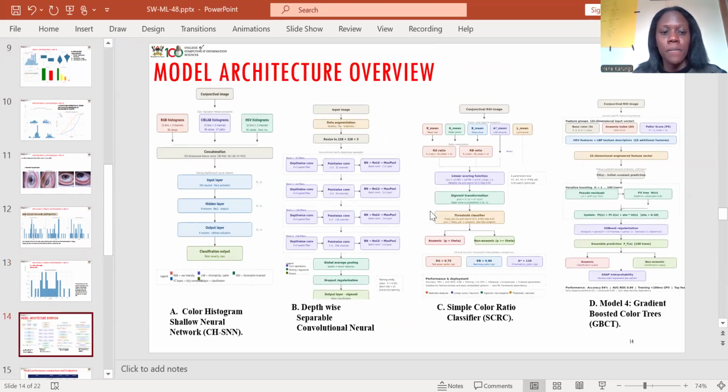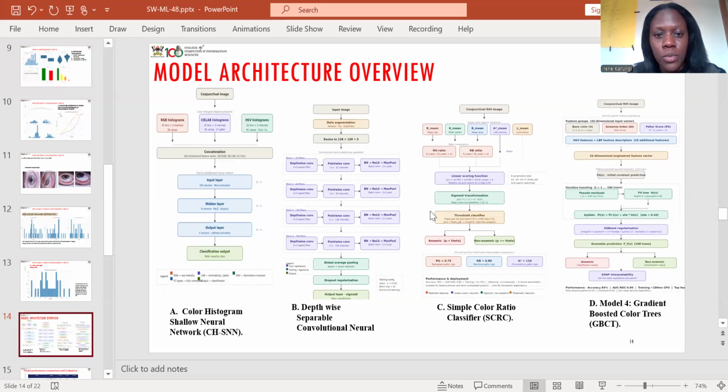The model architecture overview. So these are the model architectures that we have. The first is the color histogram shallow neural network, where the first step we input the image, the conjunctival image, and it is split into three: the RGB histogram, the LAB histogram, and the HSV histogram, which are then concatenated into a 283-dimensional feature vector, which is fed into three layers: the input layer, the hidden layer, and the output layer. And then they give us one final output to show if the person is anemic or non-anemic.